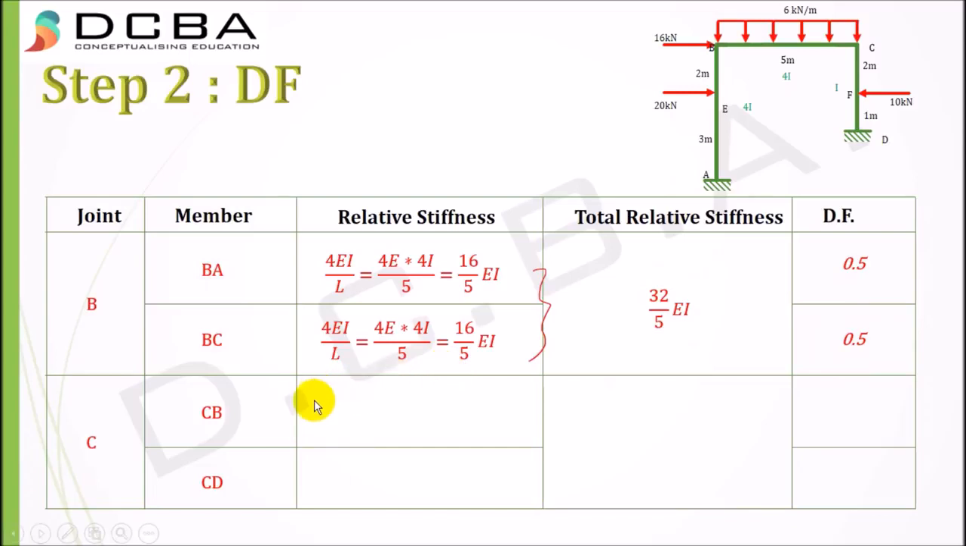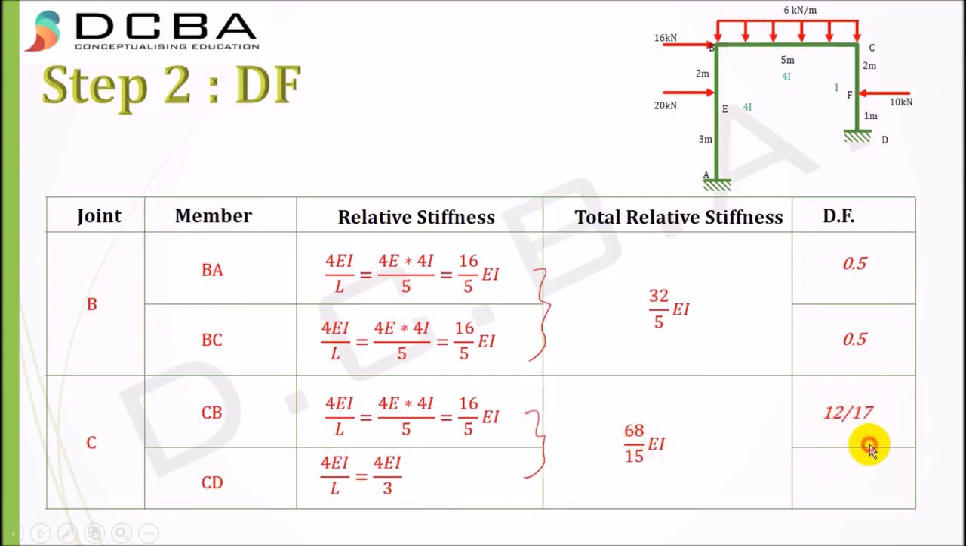For CB, relative stiffness is 4EI by L again, since the far end B is also considered to be fixed, so it comes out to be 16 by 5. For CD, again the far end D is fixed, so it is 4EI by L. L is 3 meters and EI is just 1, so it comes out to be 4 by 3. When we add them up, sorry, 68 by 15, the distribution factor is 16 by 5 divided by 68 by 15, which comes out to be 12 by 17 for member CB and 5 by 17 for member CD.